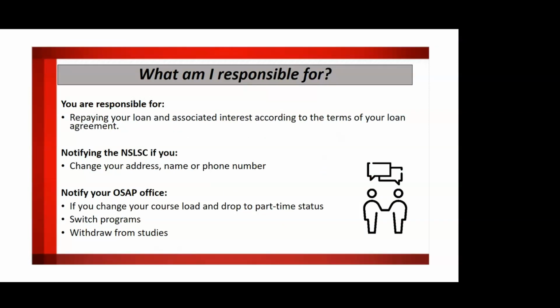What are you responsible for? Repaying your loan and associated interest according to the terms of your loan agreement. Notifying the National Student Loan Service Center if you change your address, your name, or your phone number. And notifying your OSAP office if you change your course load, drop to part-time status, switch your program, or withdraw from studies. It's important to notify them of those changes.